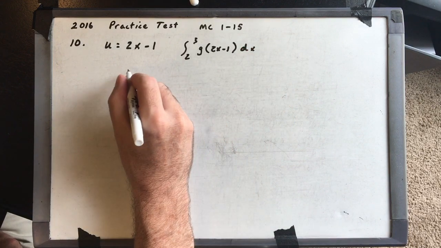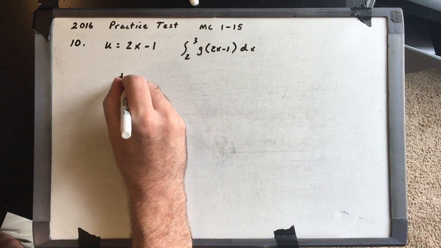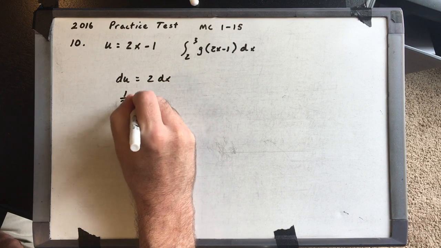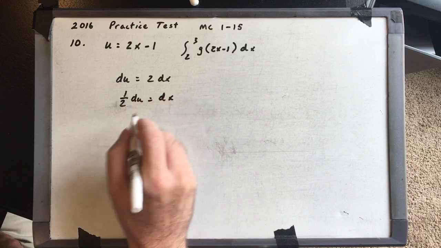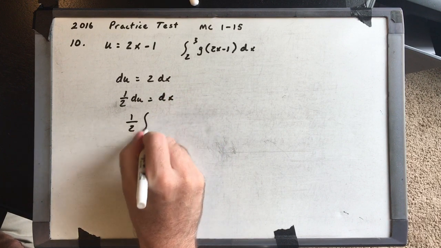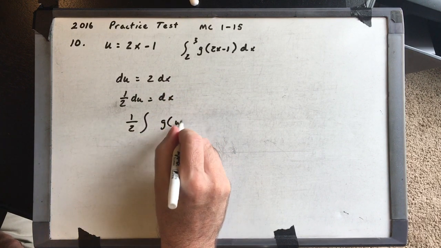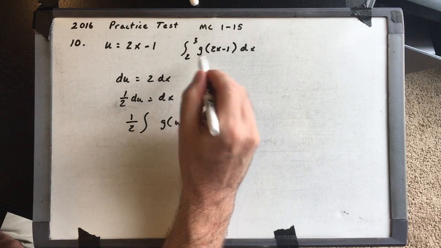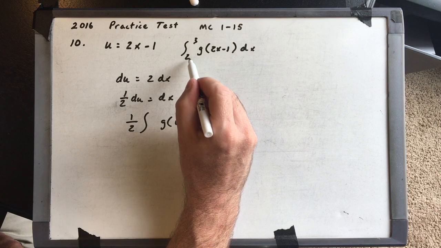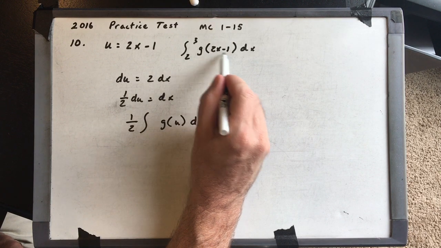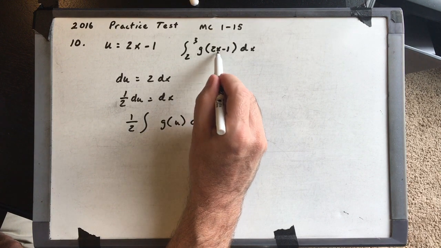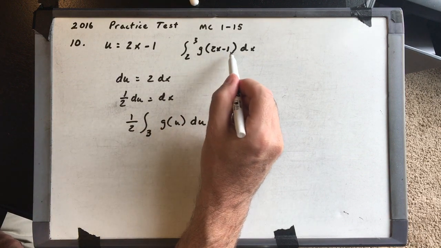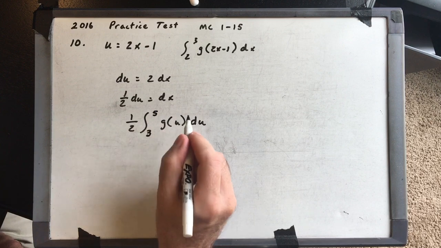Okay, so if we let u be 2x minus 1, du is equal to 2 dx. So half du is equal to dx. So you're going to have a half, and you know it would be g of u du, right? But the limits of integration on this one change because you have to plug in a 2 into 2x minus 1. So 2 times 2 is 4 minus 1 is 3. And 3 times 2 is 6 minus 1 is 5.